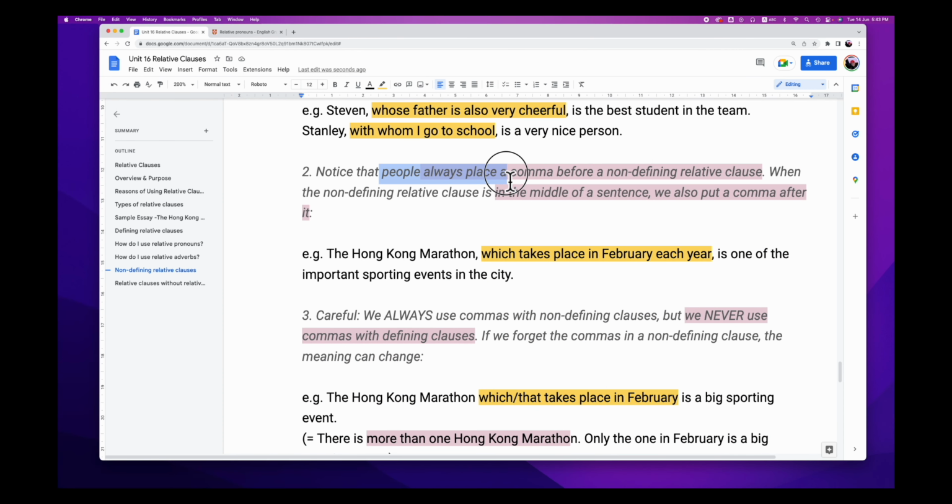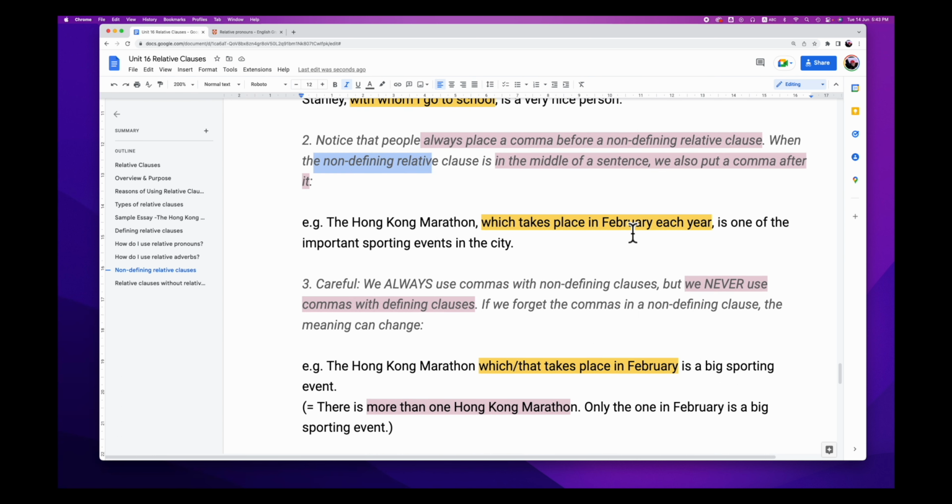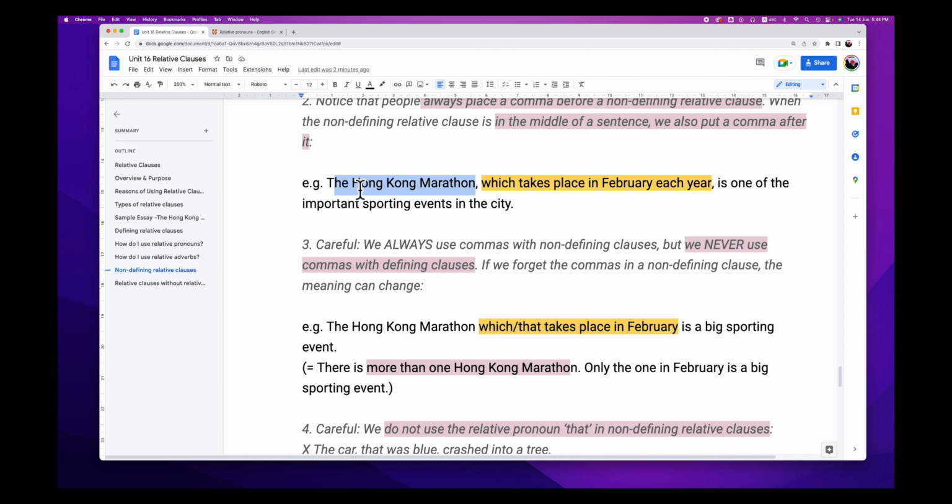So you can see, when using non-defining relative clauses in a sentence, we use a comma. If the relative clause is in the middle of a sentence, at the beginning of the relative clause we have a comma, and at the end of it, we also put a comma. Let's take a look at this example. People always place a comma before a non-defining relative clause. When the non-defining relative clause is in the middle of a sentence, we also put a comma after it. Example, the Hong Kong Marathon, which takes place in February each year, and you can see, before the relative clause we have a comma, and after it, we also have another, is one of the important sporting events in the city.